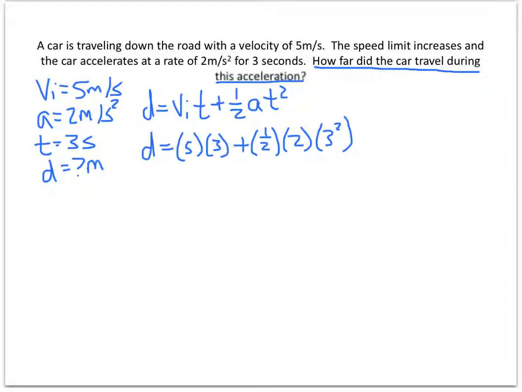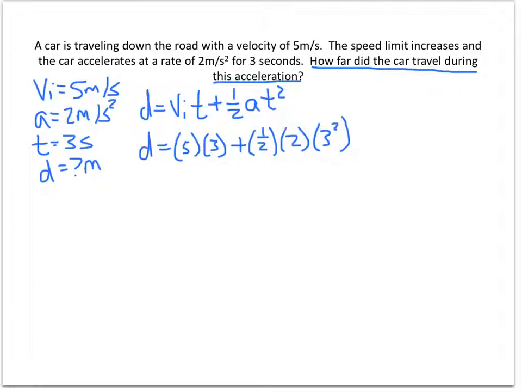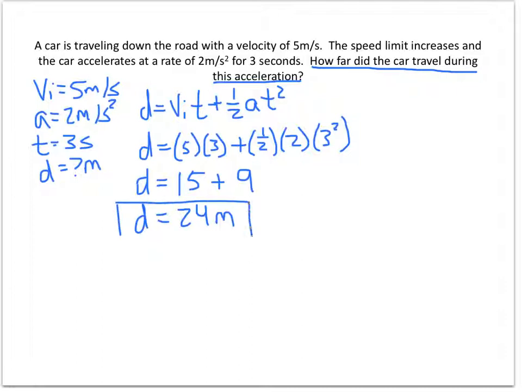Okay, so now it's just a matter of punching these numbers into my calculator, but I'm not going to do all of it all at once. I'm going to write out these smaller sections. So 5 times 3 is 15, plus, now 1/2 times 2 times 3 squared. 3 squared I know is 9, times 2 is 18, times 1/2 is 9. And then I'm going to finish the problem. 15 plus 9 is 24. And that is written in meters, and I will box my answer.